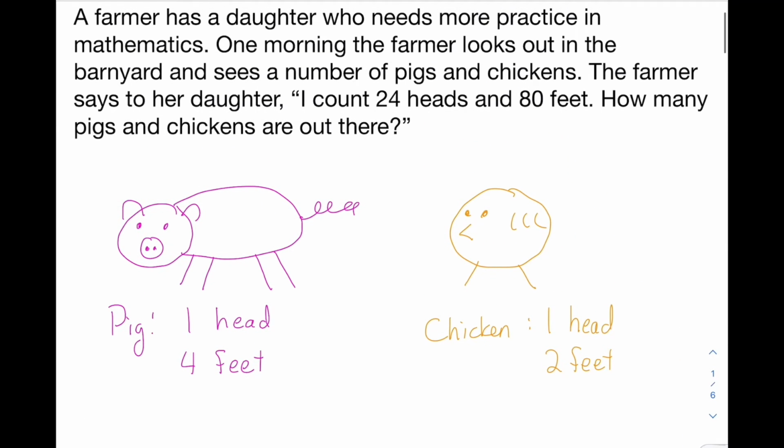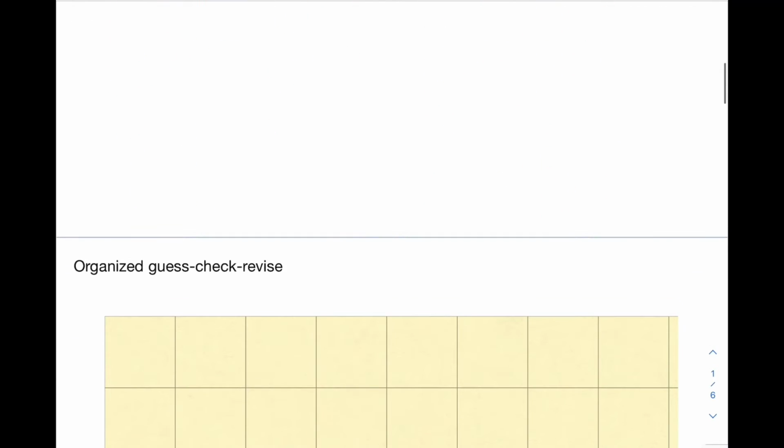So our pig here, let's see, we knew that we had 24 heads and 80 feet. Let's just note that: 24 heads, 80 feet, and then I'm going to fill out my table.